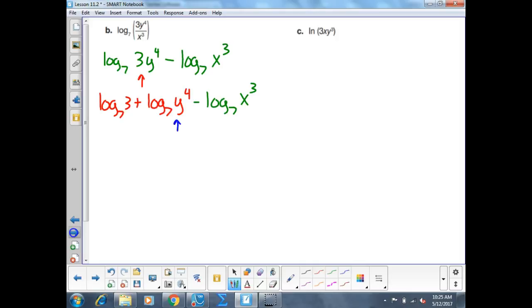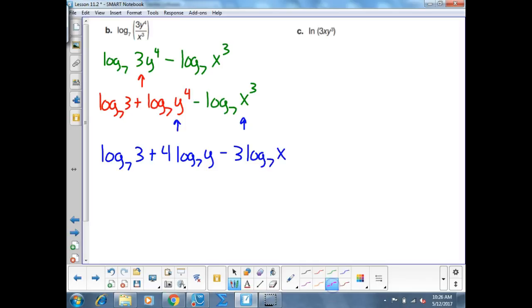Here and here need work. Both power properties. So do we get for an answer log base 7 of 3 plus 4 log base 7 of y minus 3 log base 7 of x.